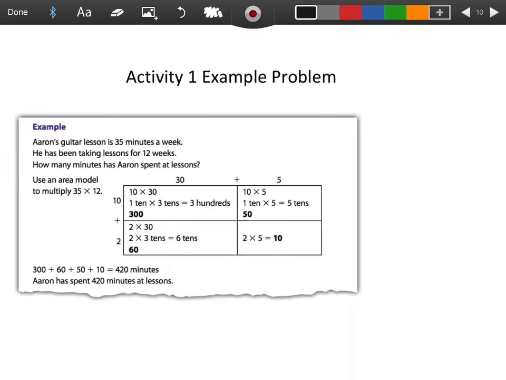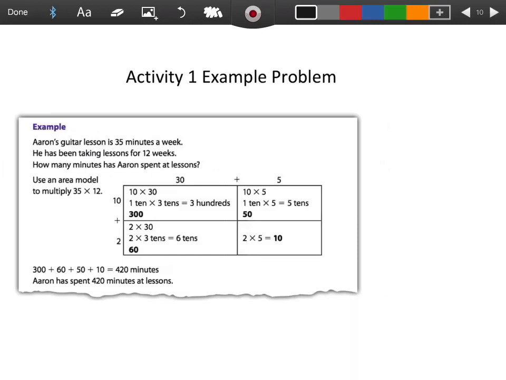Now let's go on and look at the Activity 1 example problem, so you can get started on your packet. The example says Aaron's guitar lesson is 35 minutes a week. He's been taking lessons for 12 weeks. How many minutes has Aaron spent at lessons? That's really cool. I wish I knew how to play the guitar. Let's look at this again.